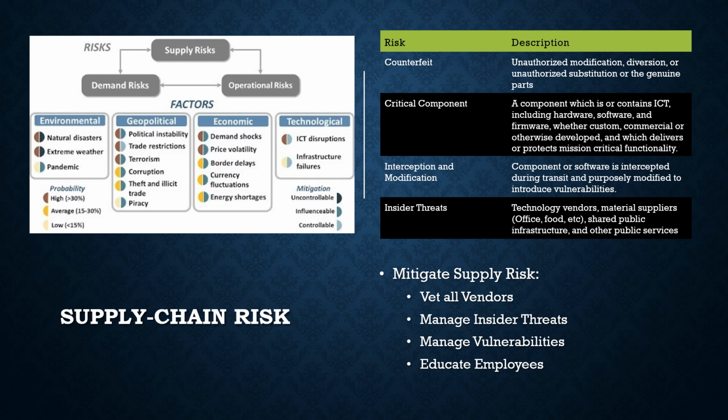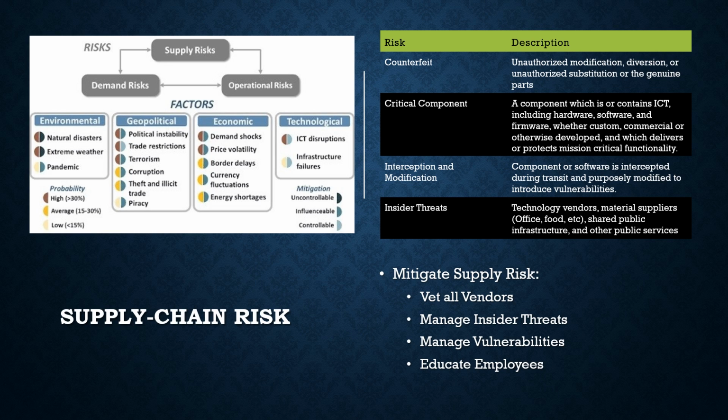Supply chain risk. It can come in many different forms. We have to mitigate this risk by vetting all vendors, managing insider threats, managing vulnerabilities, and continuing to educate the employees. On these tables up top, you can see counterfeit is an unauthorized modification, diversion, or unauthorized substitution of the general part.